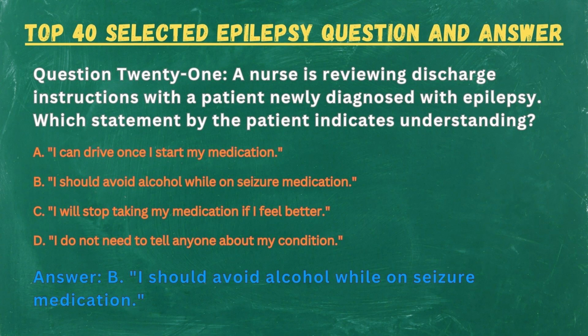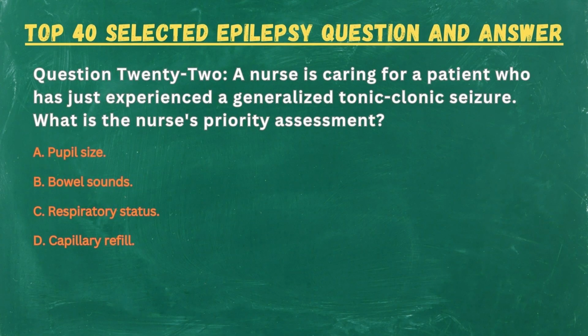Answer: B. I should avoid alcohol while on seizure medication. Question 22. A nurse is caring for a patient who has just experienced a generalized tonic-clonic seizure. What is the nurse's priority assessment? A. Pupil size. B. Bowel sounds. C. Respiratory status. D. Capillary refill.